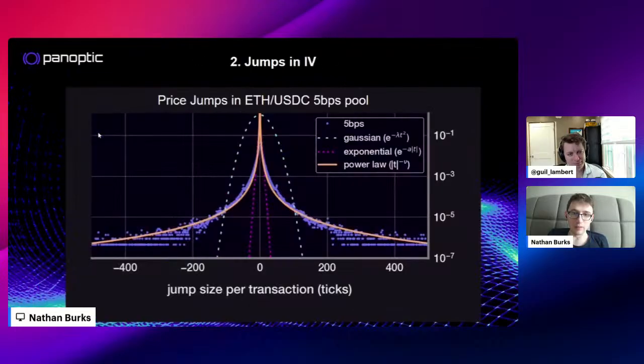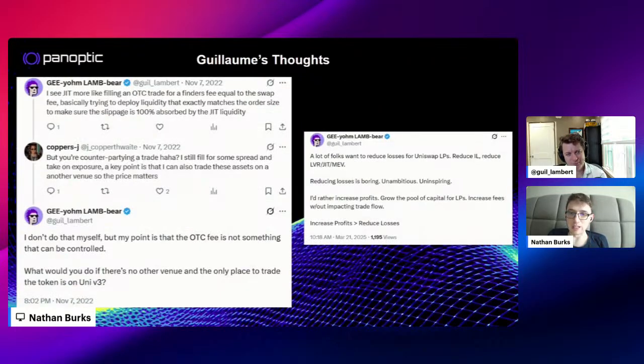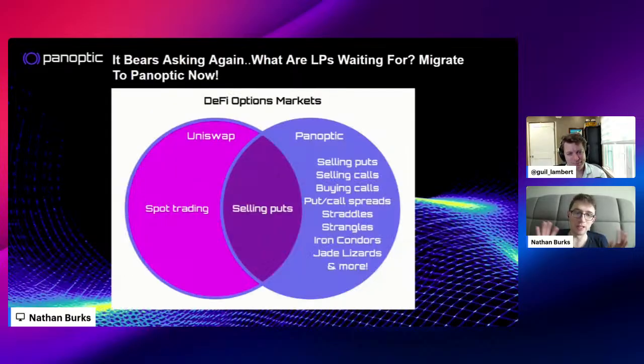And that, I tied it back into market completeness a lot in the doom loop presentation. And that leads me back to how I ended the doom loop presentation. Same question, but it bears asking again: what are you waiting for if you're an LP? Migrate now. As this Venn diagram demonstrates very well, the versatility of Panoptic and what you can do repurposing these LP shares, and taking advantage of that intrinsic optionality. I think the options are limitless on Panoptic, no pun intended.